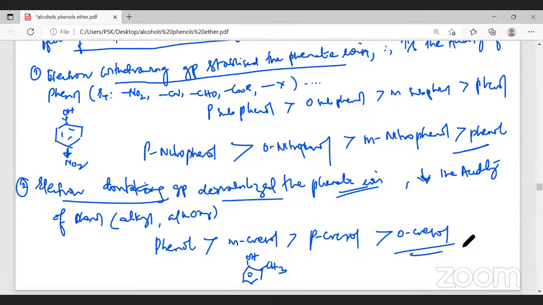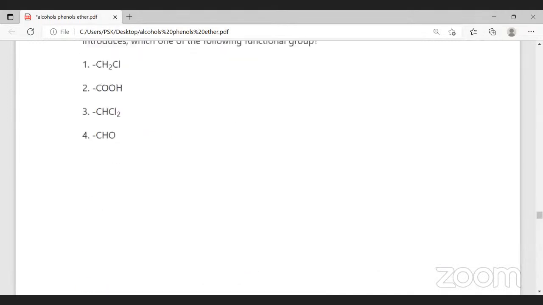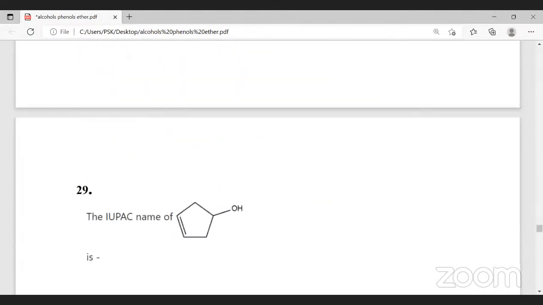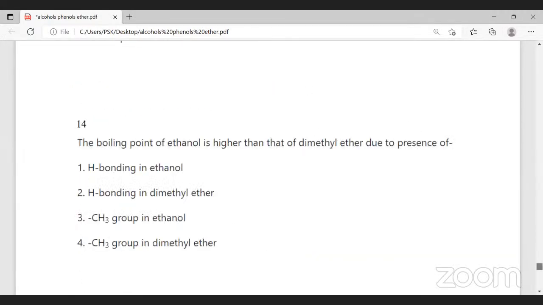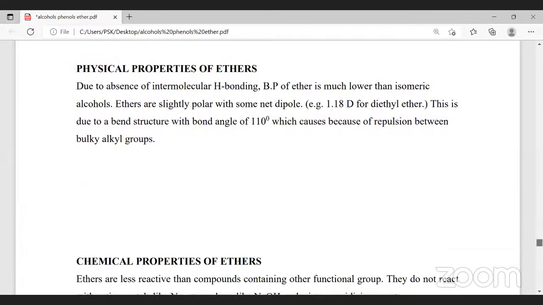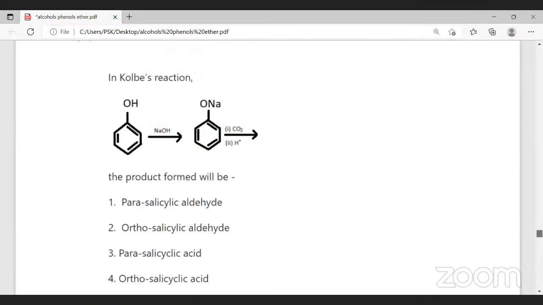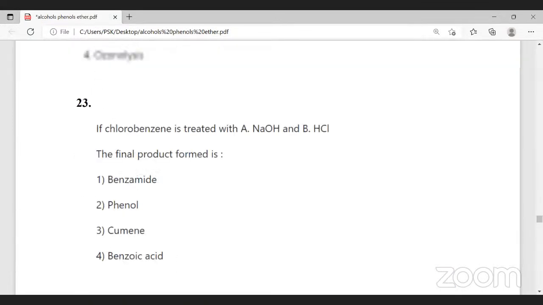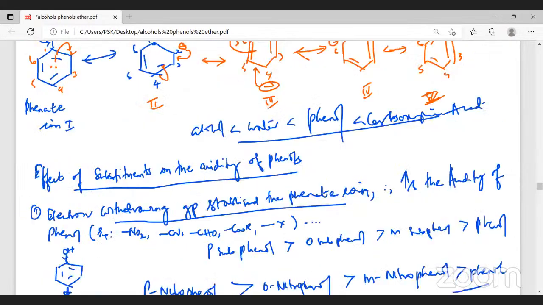Followed by this, some more reactions we have. We will learn the reactions after some questions, or I'll teach you the reactions now itself. Reactions are there here, for ethers. We have to learn some more reactions, only then we can go for these questions. So I hope this acidity concept you followed.